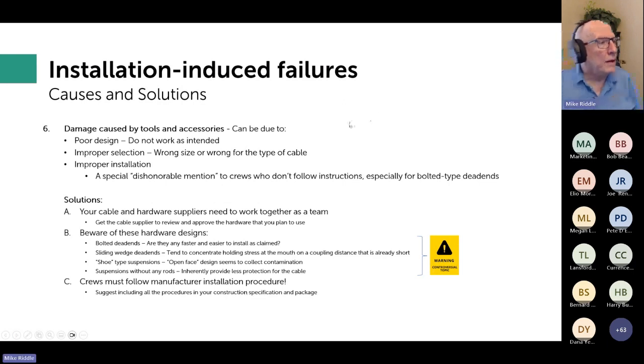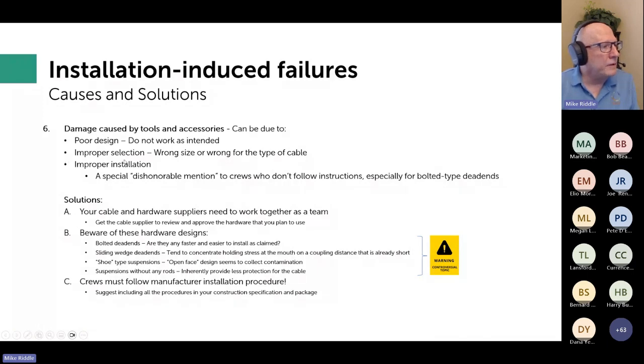Okay, next up, damage caused by tools and accessories. This is a big source of problems too. These can take the form of a bad design. Yes, I know you're shocked. Sometimes vendors design products poorly. You probably never entertained that concept, but I'm sorry to tell you that that is in fact true. Sometimes it happens. The big thing here is to work with the cable supplier and make sure that they approve whatever it is you're using.